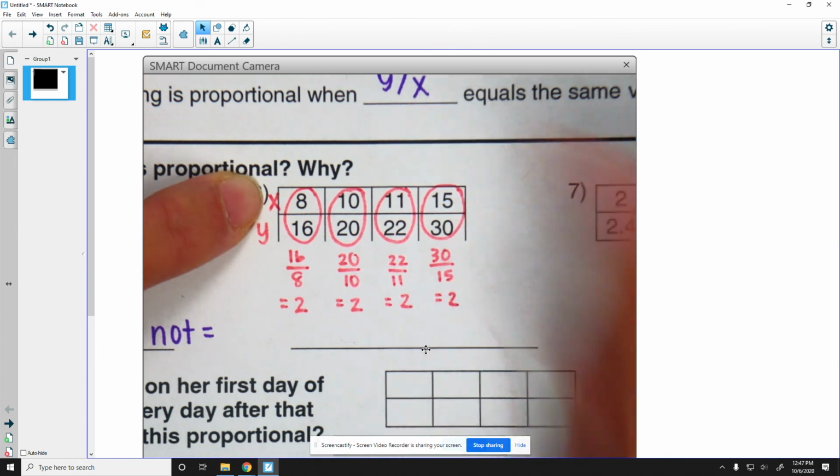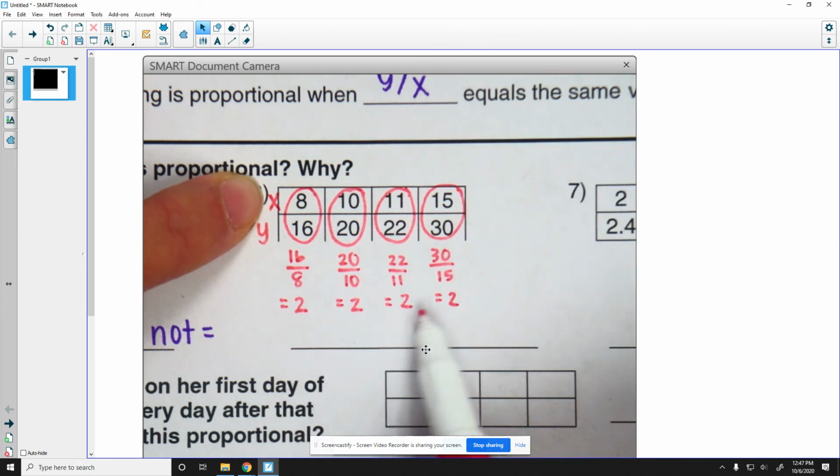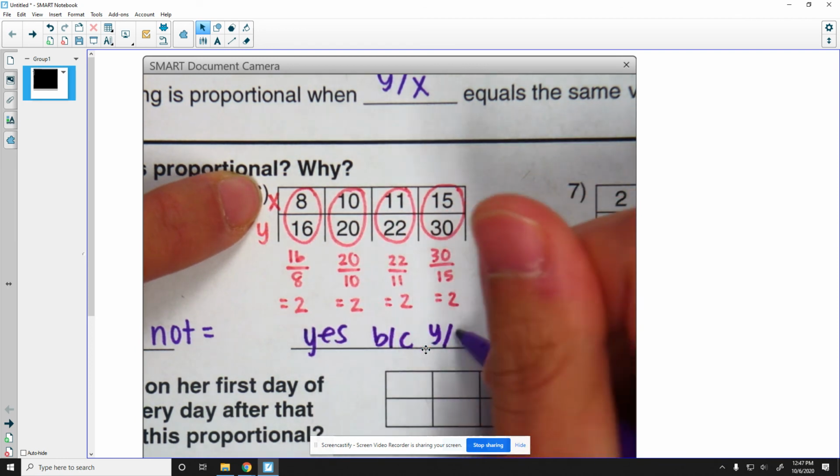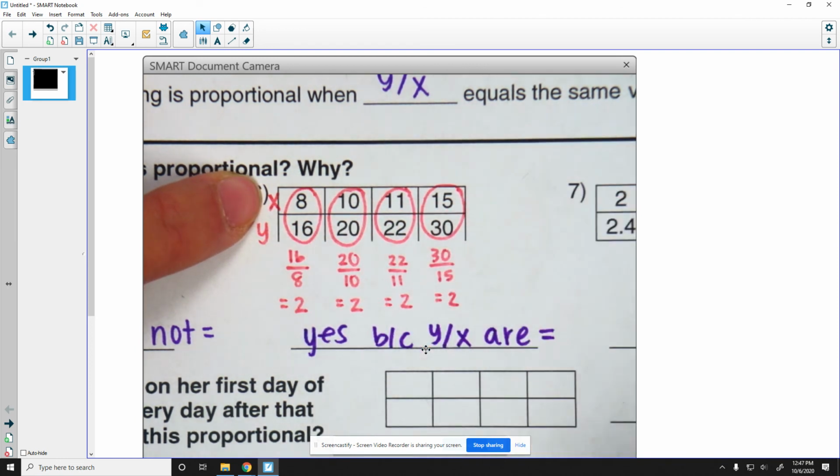2. Good. So you get equal 2, equal 2, equal 2, equal 2. So Dylan, yes or no? Is this proportional? Yes. And you would have to say because your y over x's are equal. They are equal, so it is proportional.